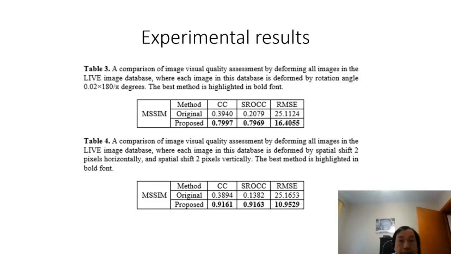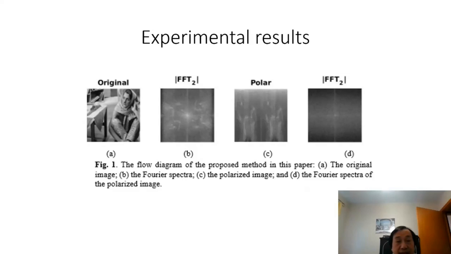This is the flow chart of our method. First, we have the original image. Second, we take the fast Fourier transform and take the spectrum. Third, we convert it from Cartesian coordinates to polar coordinates. And finally, we take the Fourier spectrum again.